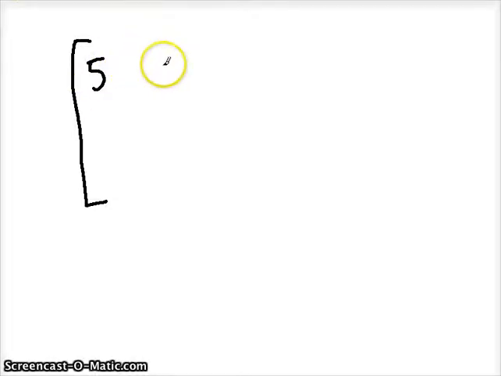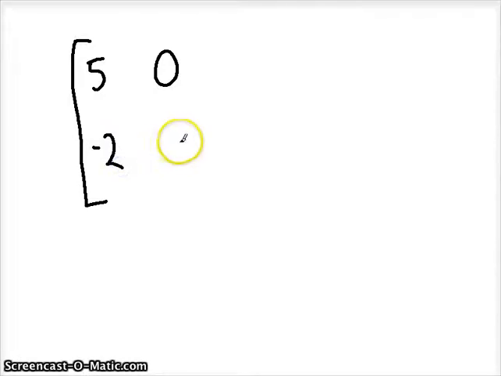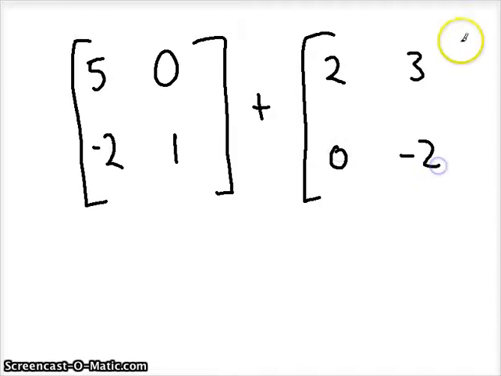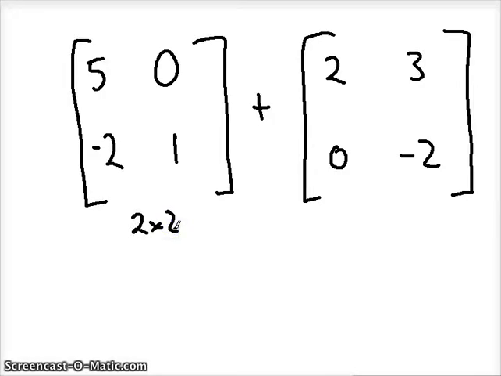Let's say that our first matrix has these entries, and we want to add that to another matrix with those dimensions or entries. So make sure you look at their size. This is a 2 by 2, 2 rows, 2 columns. Again, 2 rows, 2 columns, so another 2 by 2. We compare their sizes, they're the exact same. We can go ahead and add their entries.